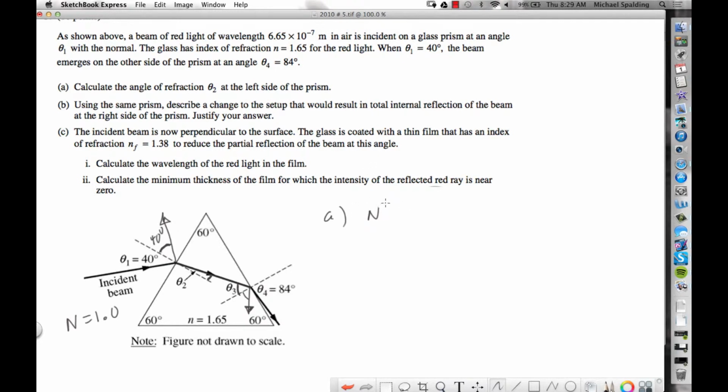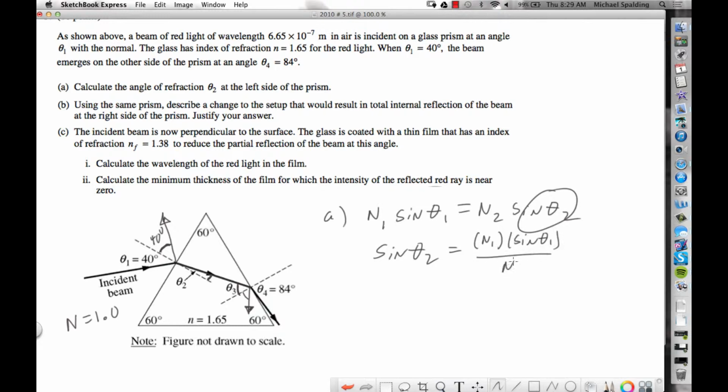So the equation that applies here is Snell's law: n1 sine theta 1 equals n2 sine theta 2. We talked about this on Monday. So we have everything except for theta 2. This is an FRQ question, so show the substitution. Sine theta 2 is n1 sine theta 1 over n2, so it's 1.0, this is our n1, this is our theta 1, this is n2, and we're looking for theta 2. Sine of 40, and then n2 is the 1.65.